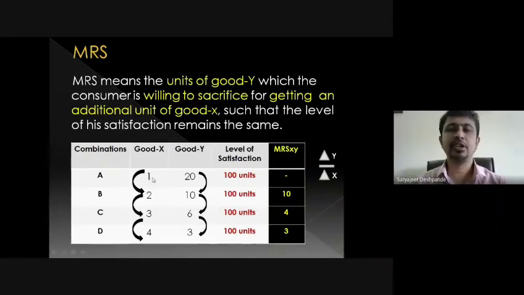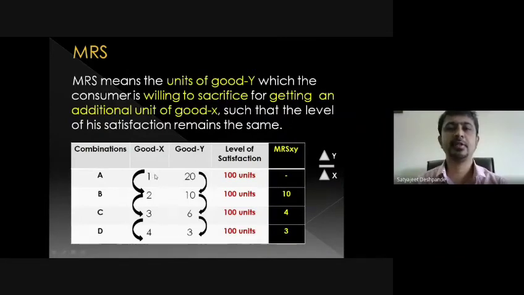Now see, initially, when the consumer was asked how many units of Y he would be willing to sacrifice for getting one extra unit of X, he said that he is willing to sacrifice 10 units of Y. But gradually, he gets saturated by the consumption of good X. And therefore, for the successive units of good X, his willingness to sacrifice the units of Y goes on diminishing. Suppose good X is glasses of drinking water and good Y is a ball pen.